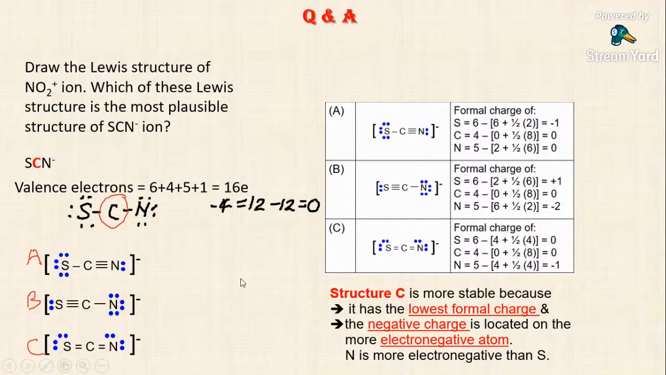Okay, so point number 1 is that the central atom hasn't achieved octet yet, so you try to form a double or triple bond. When you try to form the double or triple bond, there are three choices. Out of three you have to choose one. That's why you have two reasons to explain why you choose structure C.